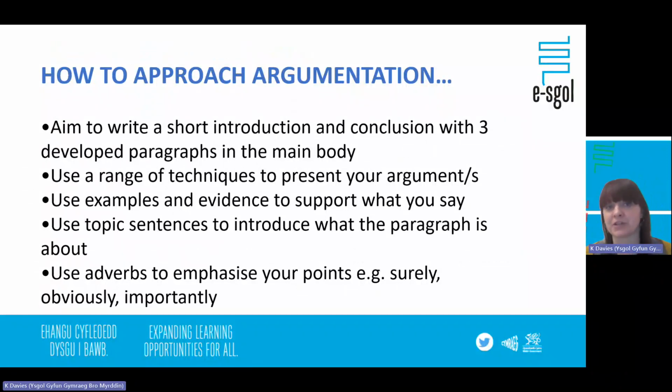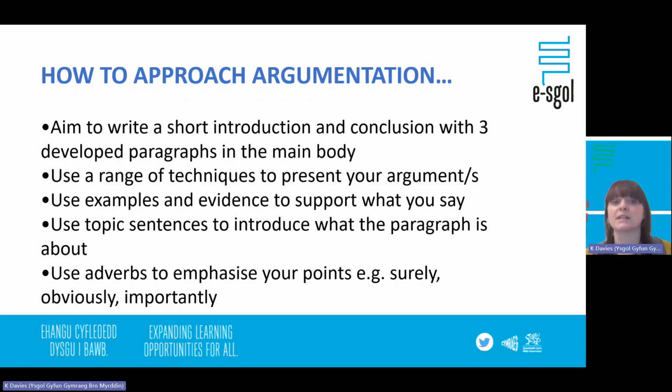So how to approach the argumentation. Make sure that you aim to write a short introduction and conclusion with three developed paragraphs in the main body. Use a range of techniques to present your argument or arguments. Make sure you use examples and evidence to support what you say. Make sure you use topic sentences to introduce what the paragraph is about. Again, we'll be looking at that in a second, the topic sentences.